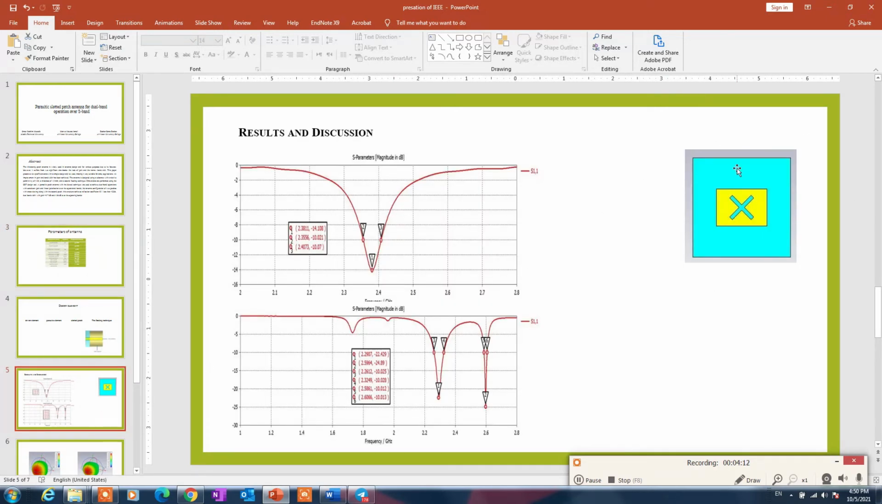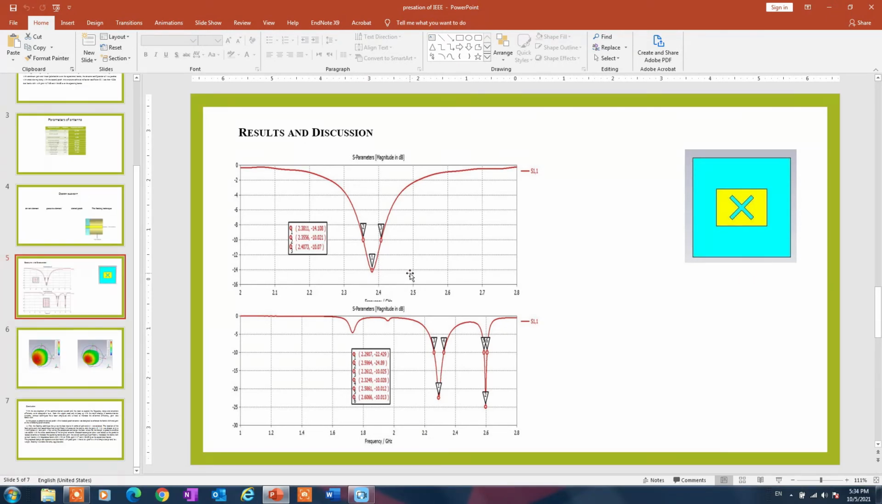Now this is the antenna design. This is the final antenna design. This is the parasitic radiator, and this is the rectangular cross slots. This is the substrate, and here you will find the results. This result is before adding the parasitic element. As you can see, there is only one band, and the S11 is less than -40.